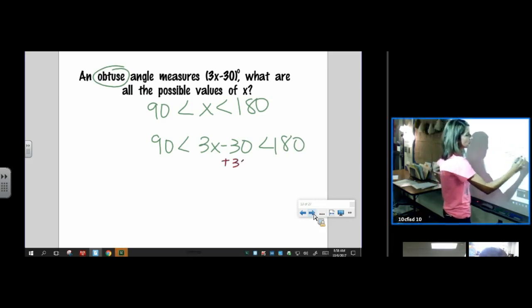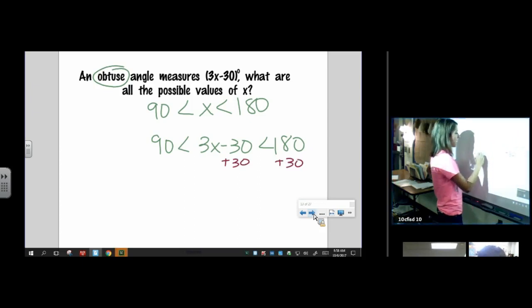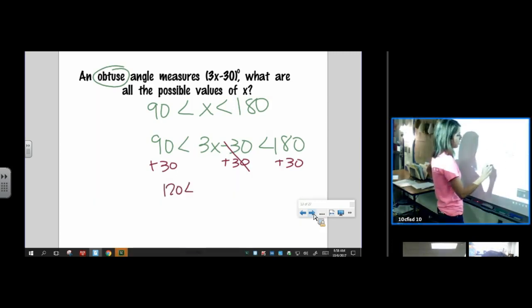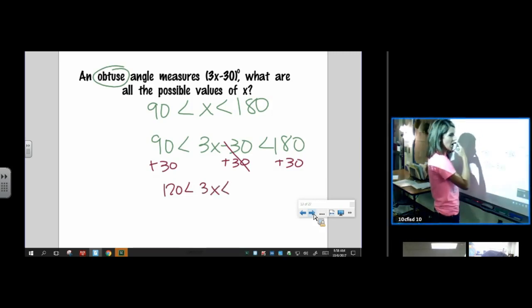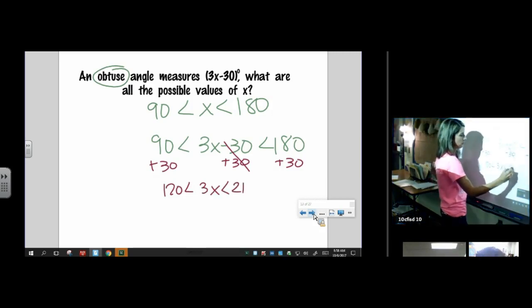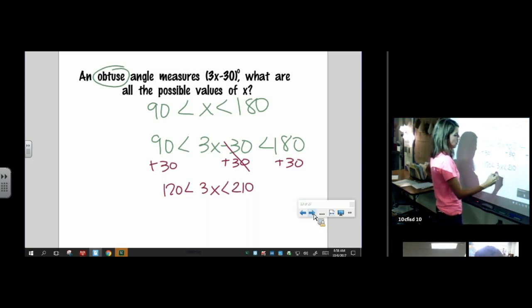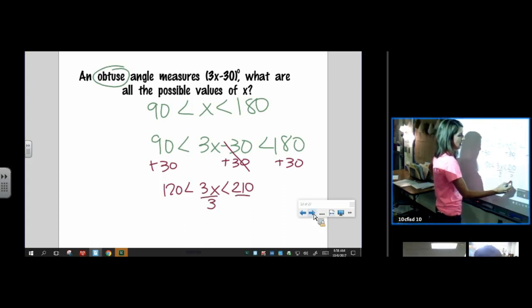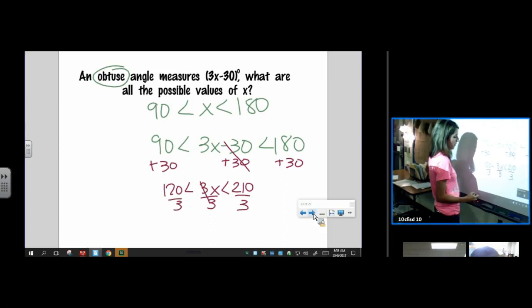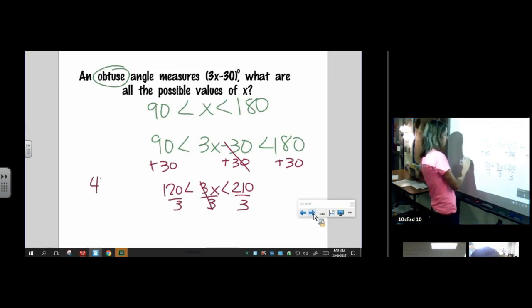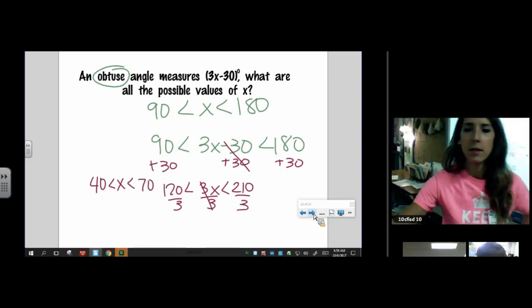I add 30 to all sides first. I would not recommend dividing first. Get rid of that first. So what do we have? 120 is less than 3x, which is less than 210. Hopefully I'm doing my math right. Divide by 3, divide by 3, divide by 3. 40 is less than x, which is less than 70.